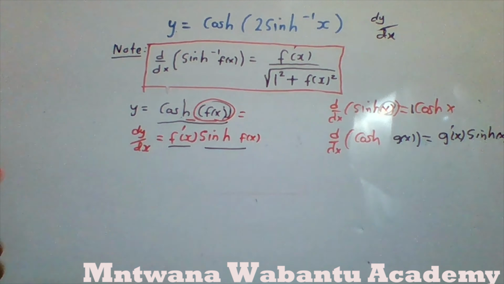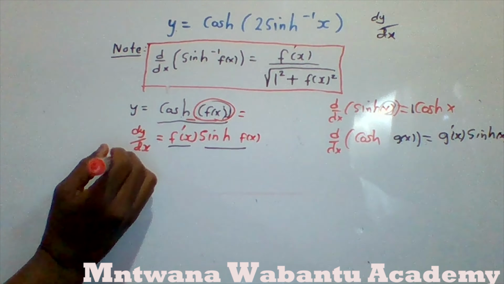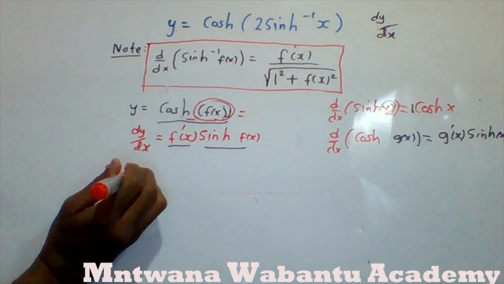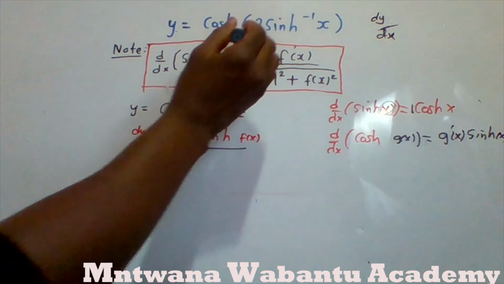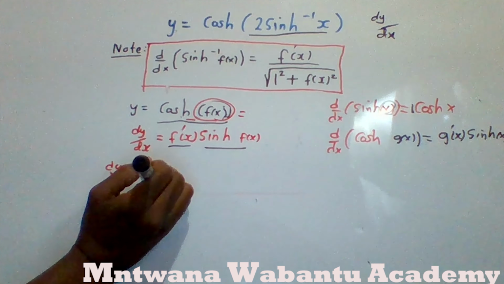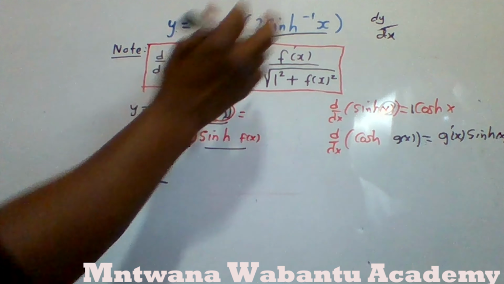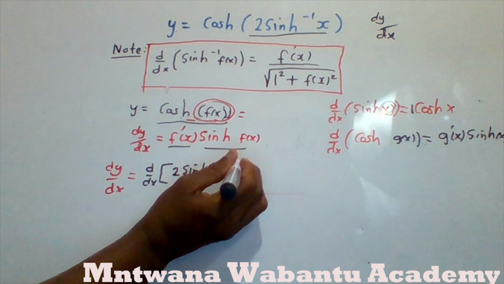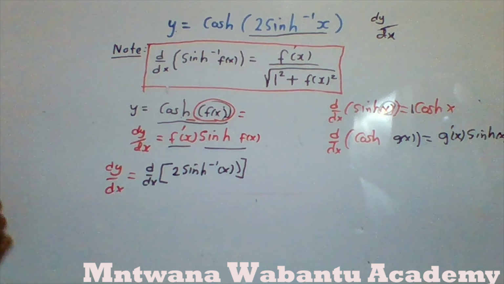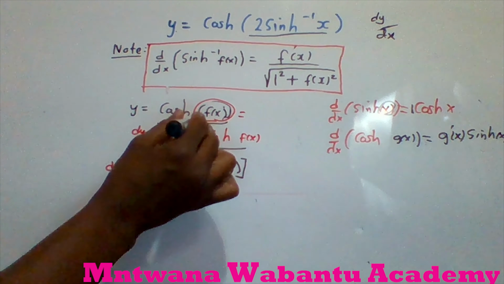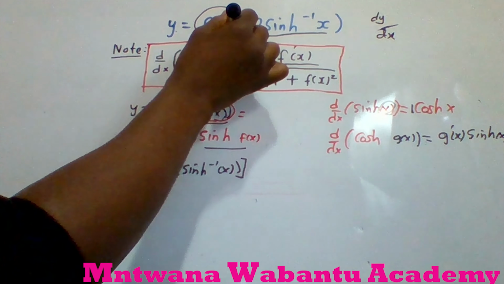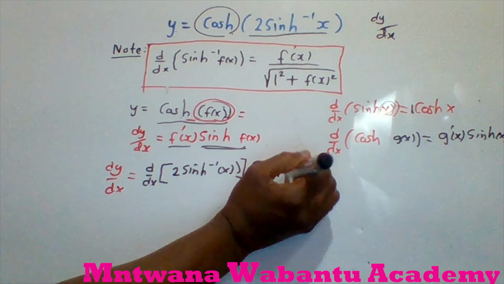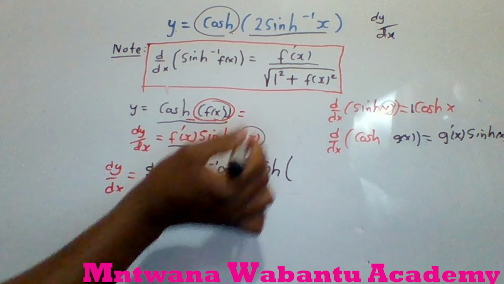So we're going to do the same here. We say differentiate this, so it's going to be d dy with respect to x, equals d dx of our function. What is the function? It is 2 sinh of x. Then we have to differentiate the whole cosh. When you differentiate cosh, you get sinh, so it's going to give us sinh of a function. But what is the function? The function is 2 sinh of x.